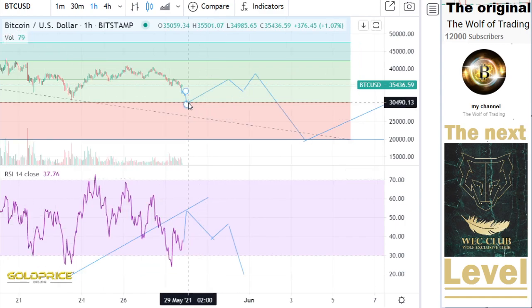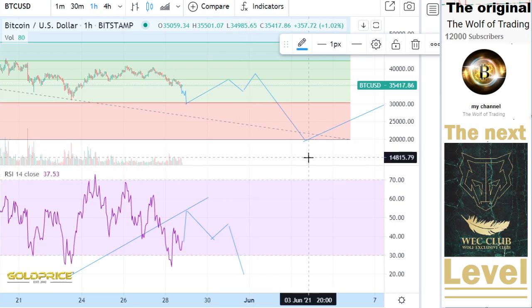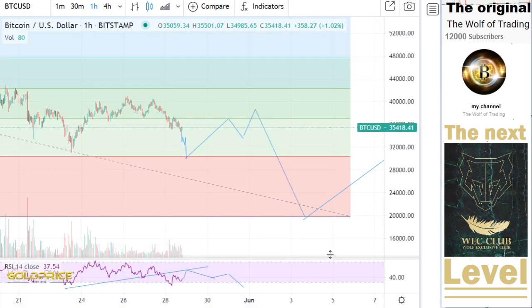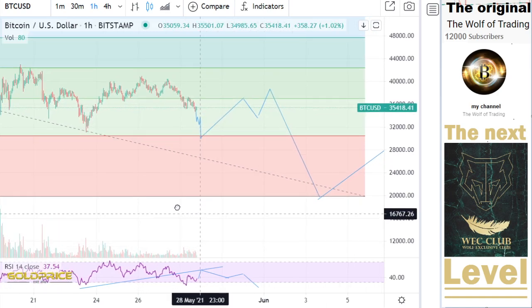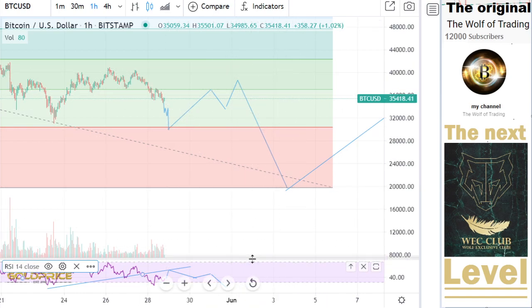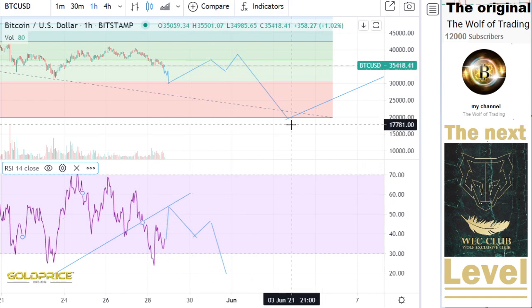If we could stay here at 30,000 levels, let me check. If we could stay at 30,000 levels, then we have the possibility to make this recovery. And then if we do not go through this resistance line, then the last fall, wait fast.